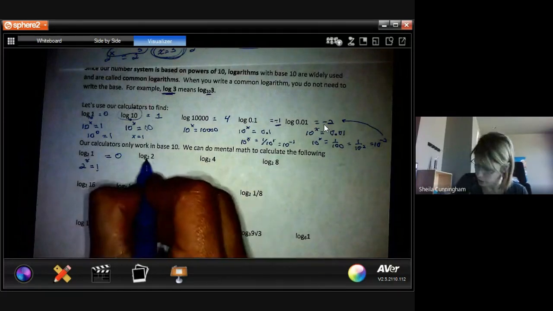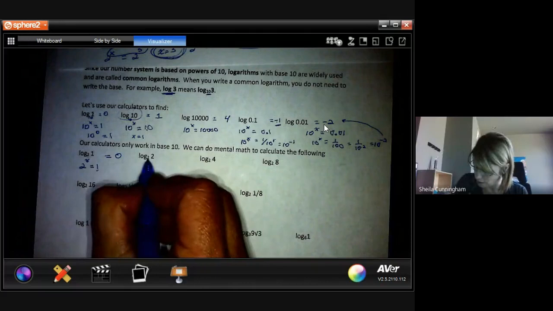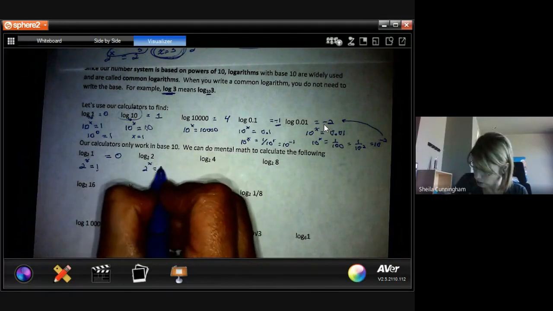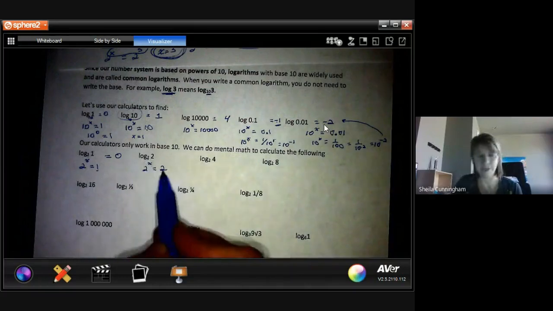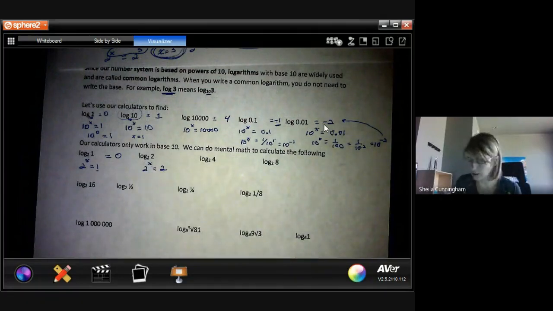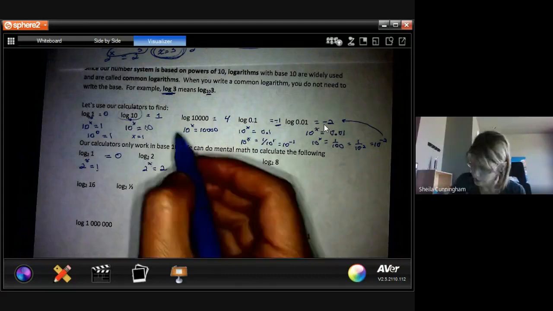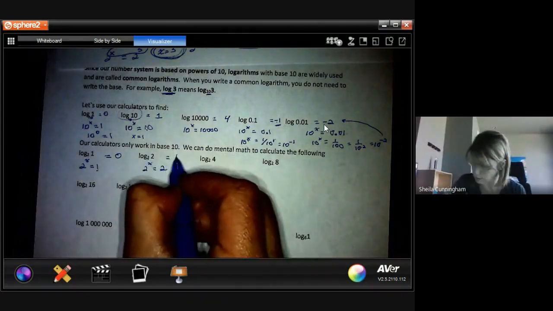So think about the next one. You've got 2 as a base here. To some power has got to give me 2 as a resulting answer. What is that exponent going to be in order for me to get a 2 as a resulting answer? 1. You betcha. So the log base 2 of 2 is 1.